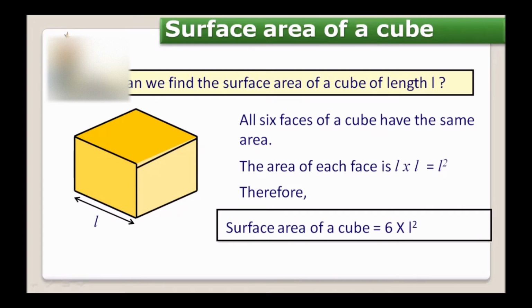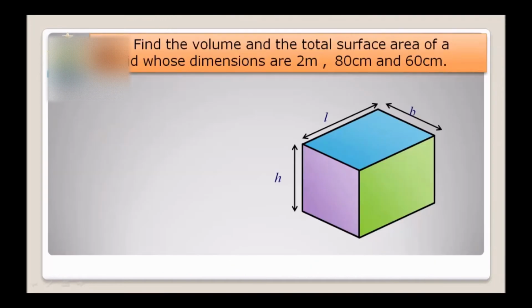Now later on we are going to solve questions. So you must remember both of these formulas. So we can also write, instead of L, we can write edge, or the formula may be surface area of a cube is equal to 6 edge square.